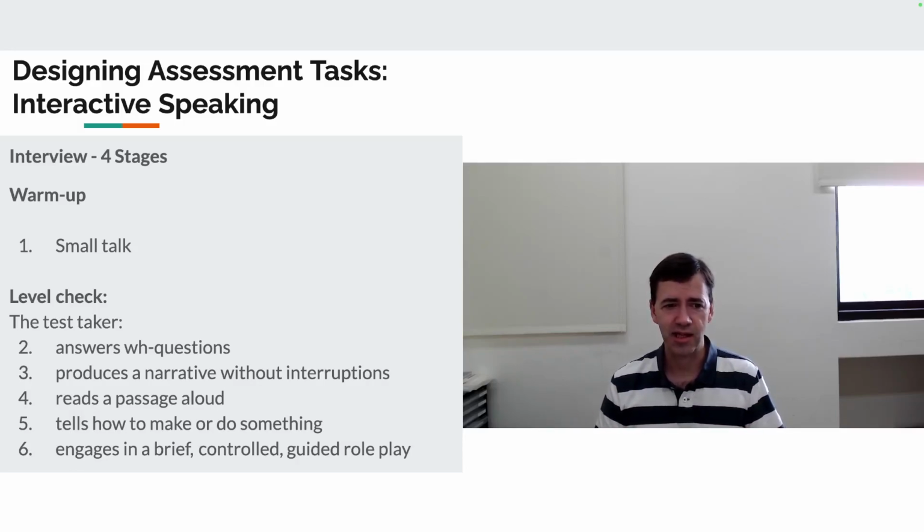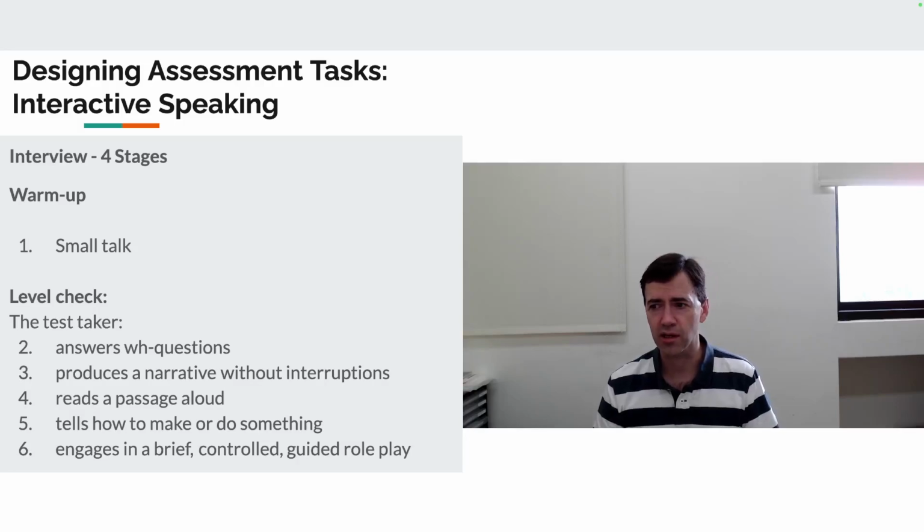And then the next level is the level check. This one should be more basic, and they should be able to answer all of these, again, increasing their confidence for when we get to the more difficult questions. The test taker answers WH questions or produces a narrative without interruptions. You could read a passage aloud. You could tell how to make or do something, or engage in a brief, controlled, guided role play.